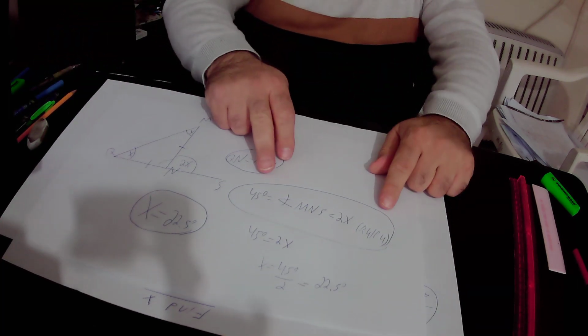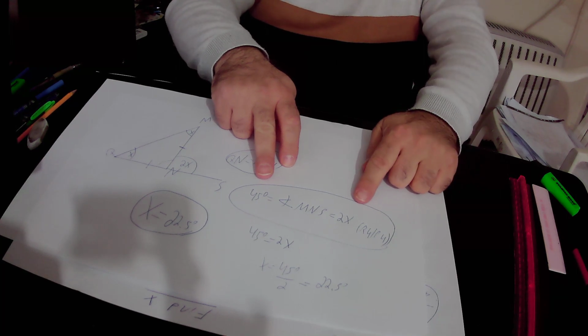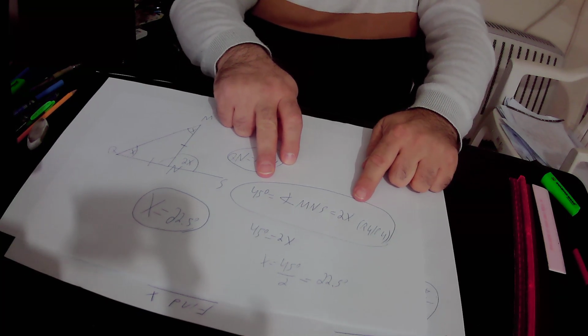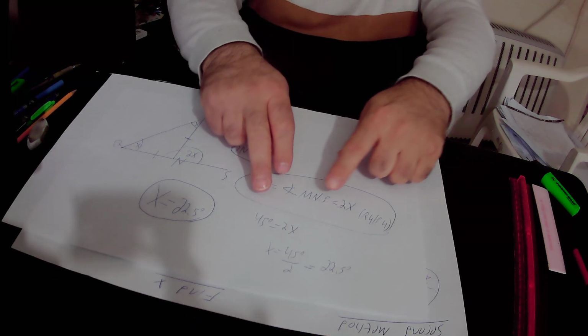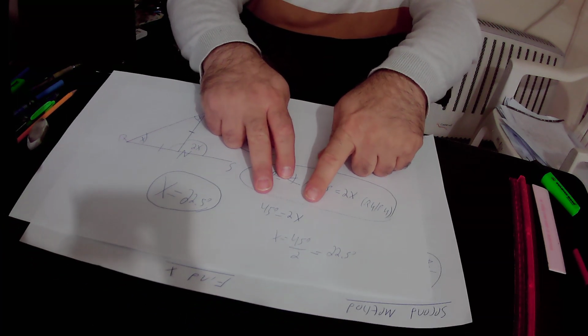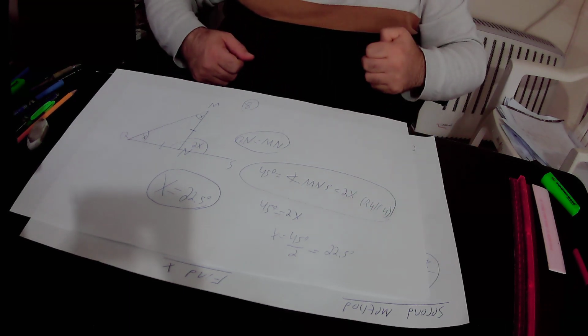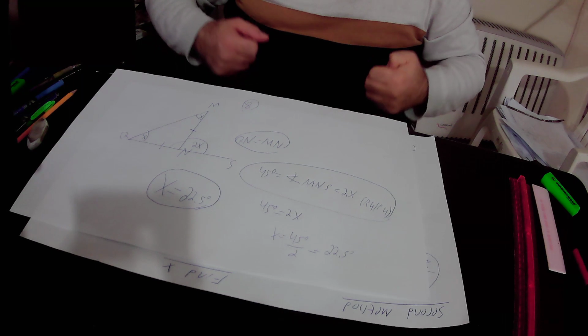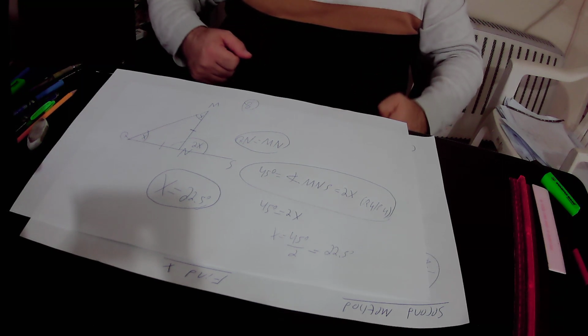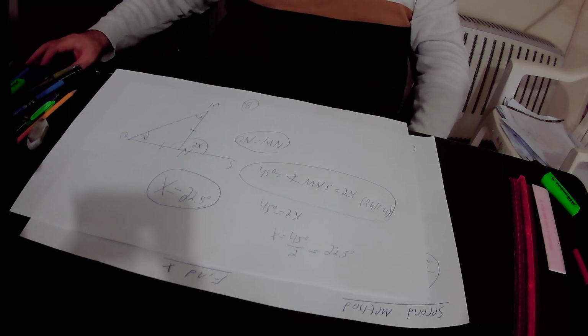So we have the equation. We can derive from this equation that 45 degrees equals 2x. We divided this equation by 2 and we got that angle x equals 22.5 degrees. So in both methods we found out that the value of angle x is 22.5 degrees. Okay, thank you very much.